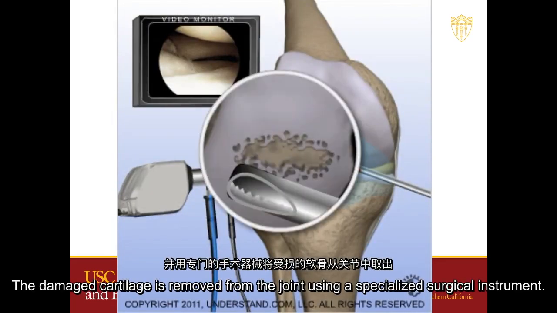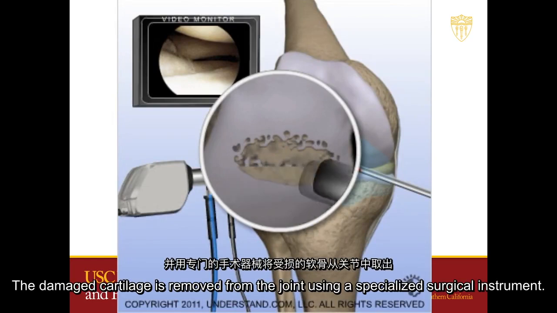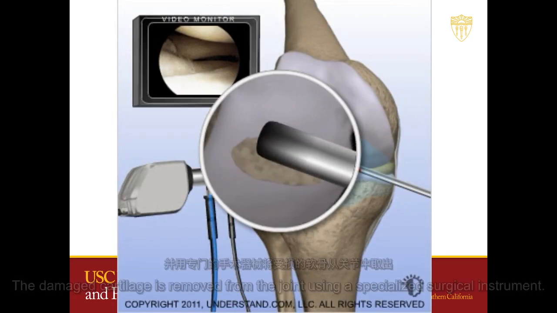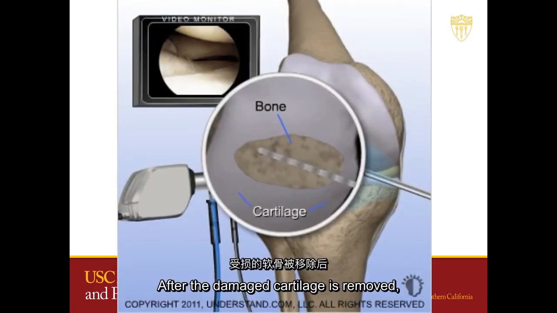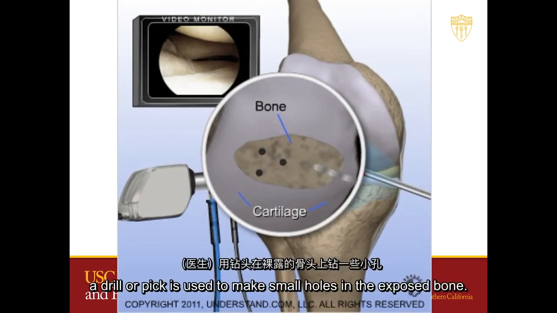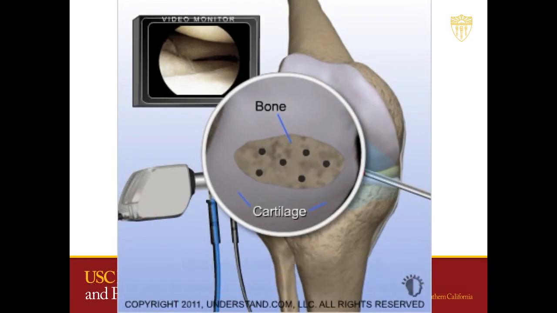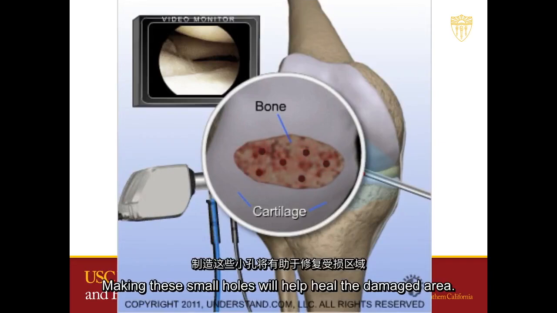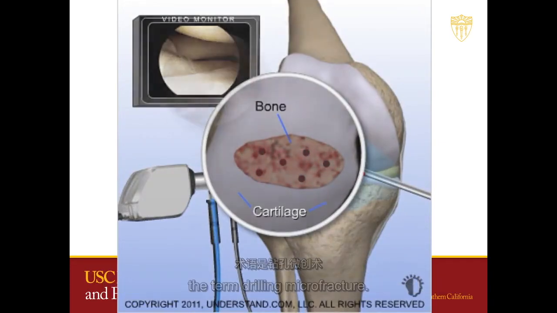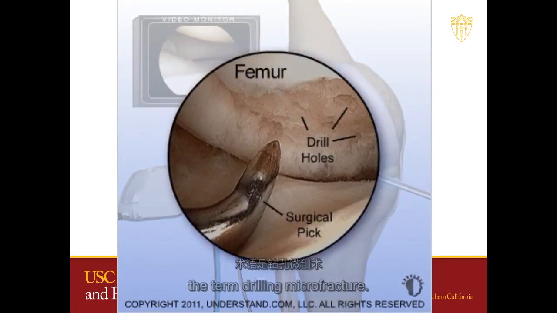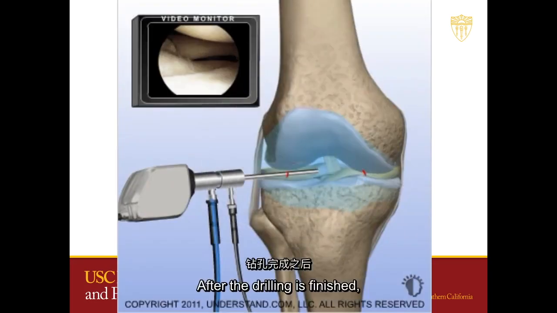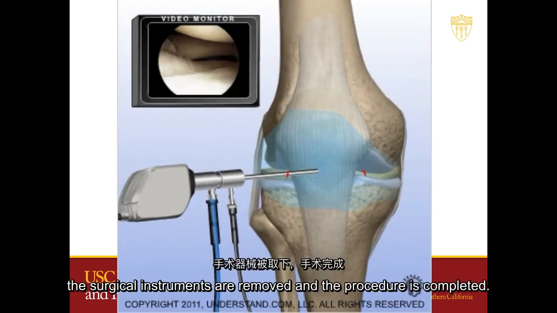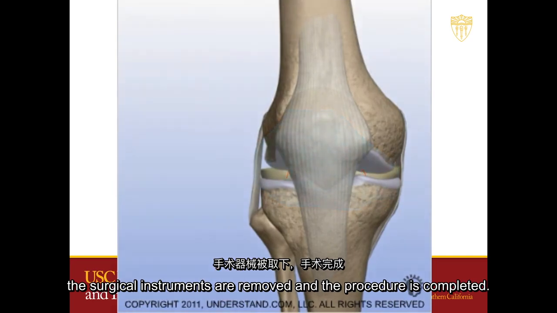The damaged cartilage is removed from the joint using a specialized surgical instrument. After the damaged cartilage is removed, a drill or pick is used to make small holes in the exposed bone. Making these small holes will help heal the damaged area, thus the term drilling microfracture. After the drilling is finished, the surgical instruments are removed and the procedure is completed.